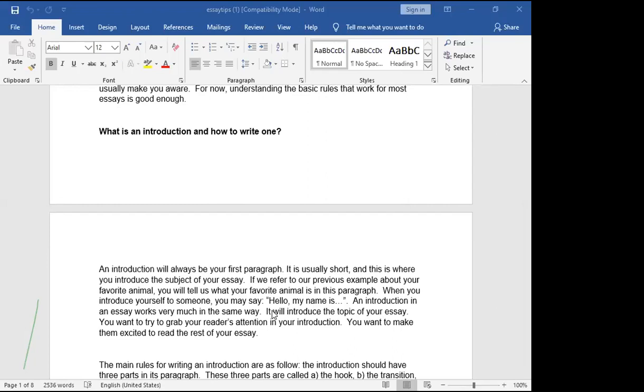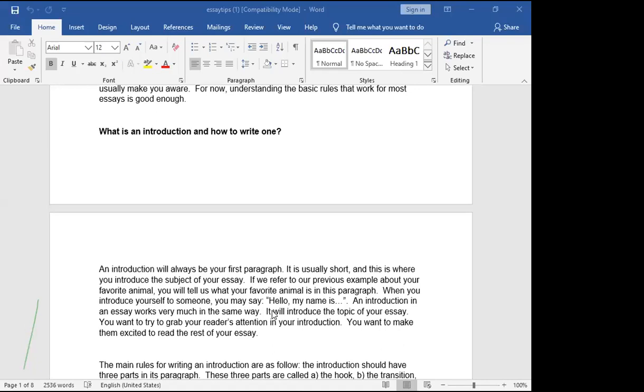Right, boys? Remember the storyline I gave? I woke up early, I prepared very well, and then as I left the house, the storyline ends there. So this introduction is what is going to lead the marker to understand that this particular writer is writing his or her composition with the aim of leading to this road accident, right? If we refer to our previous example about your favorite animal, you will tell us that your favorite animal is the particular favorite animal in paragraph 1.